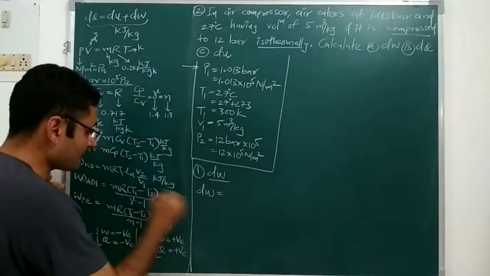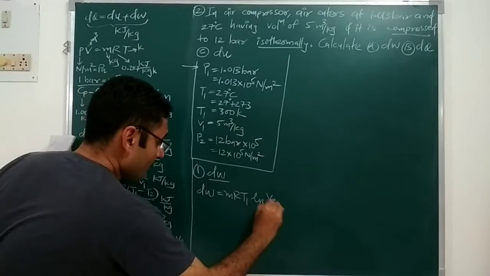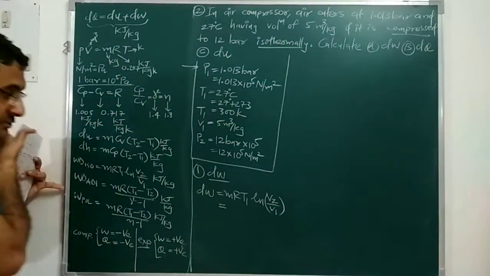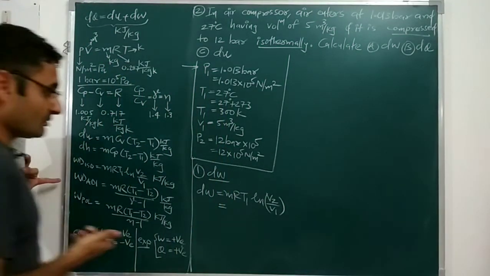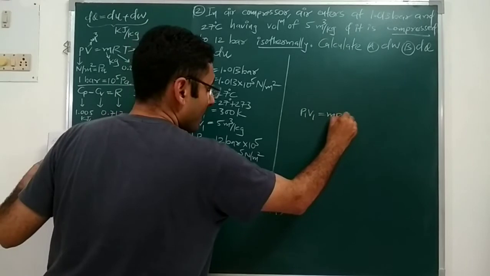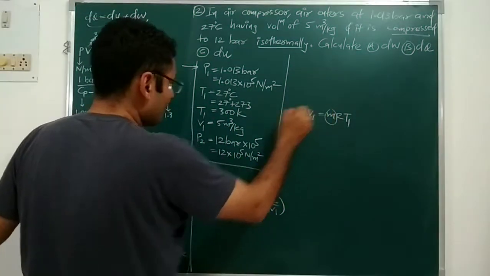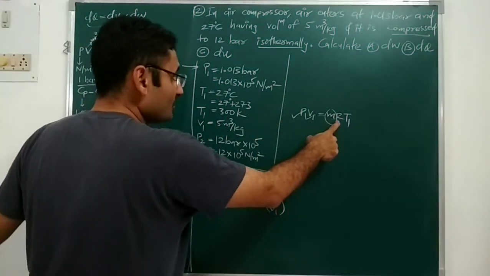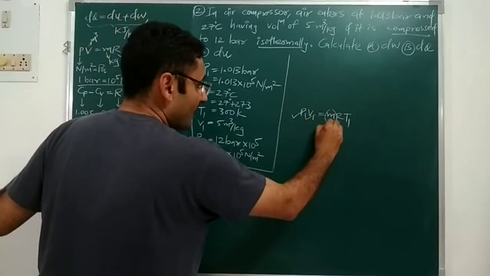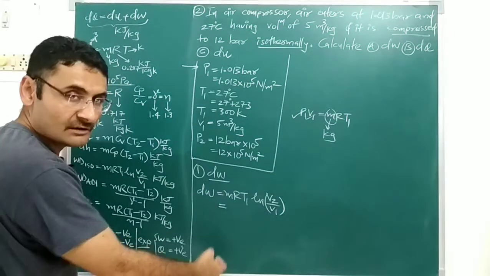So I will write this equation. Work done by isothermal process is mRT1 ln V2 by V1, final volume by initial volume. Now m is not given, so you have to calculate. How you will calculate? You know that P1 V1 is equal to mRT1. P1 is given, V1 is also given, which is 5 m³/kg, R you know, 0.287, T1 in Kelvin, 300. So you will get the answer of m in kg. Then you can put it over here and solve the equation, so that you get the final answer.